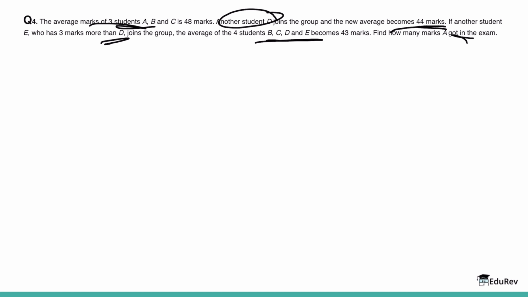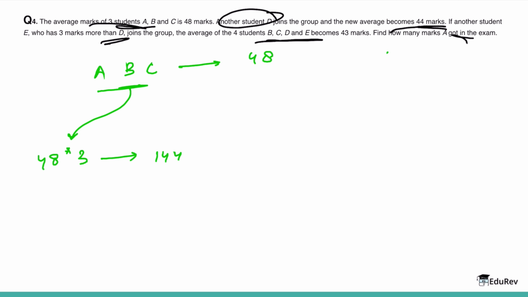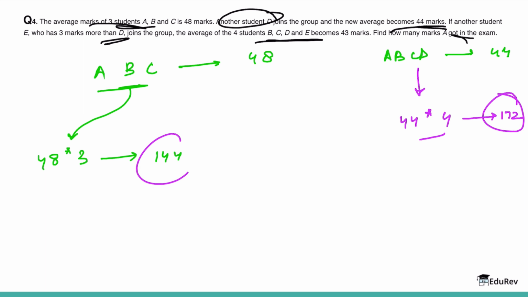The average for ABC is 48. So the total for ABC is going to be 48 times 3, which is 144. And when D joins, the average of ABCD is 44, so the total has to be 44 times 4, which is 176. If I subtract 176 and 144, I get the marks for D, and that is going to be 32 marks.